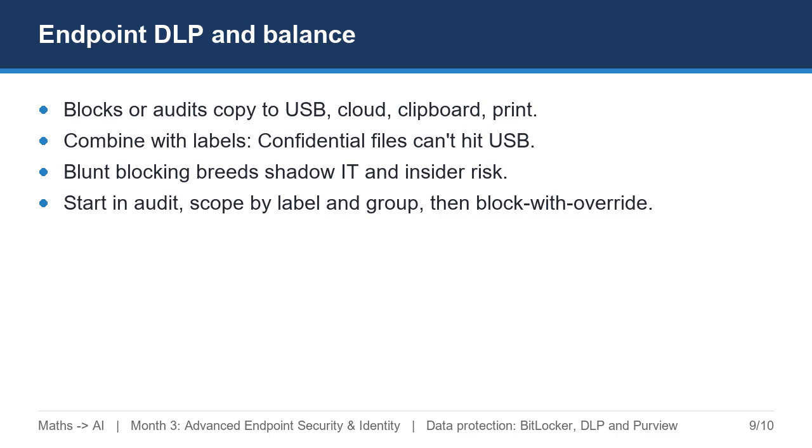Endpoint DLP enforces policy at the egress points on managed devices: copy to USB, upload to cloud, clipboard paste, and print. Combined with labels, you can say a confidential file may never be written to removable media. But here's the judgment call: if you just block everything bluntly, people route around you, and that shadow IT is itself an insider risk problem. So mature teams start in audit mode, scope tightly by label and group, then enforce with a block with override that captures the user's business justification. You protect the PII without stopping legitimate work.